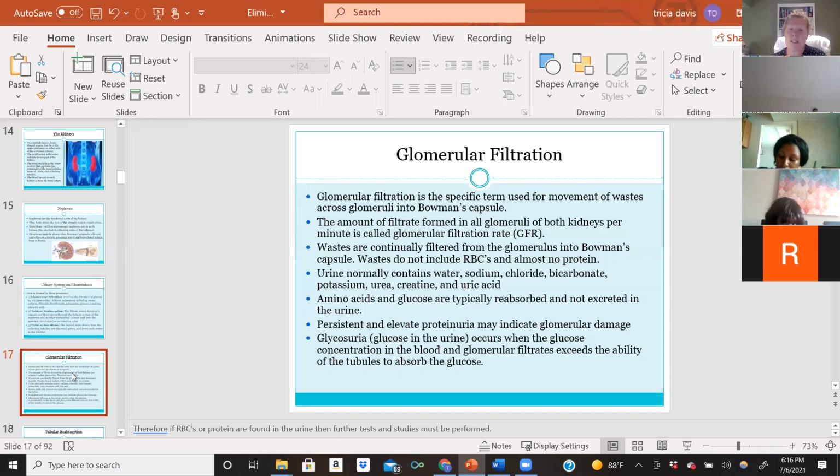When we see persistent and elevated proteinuria, so that's high levels of protein in our urine, it can indicate that there has been damage done to that filtration system.